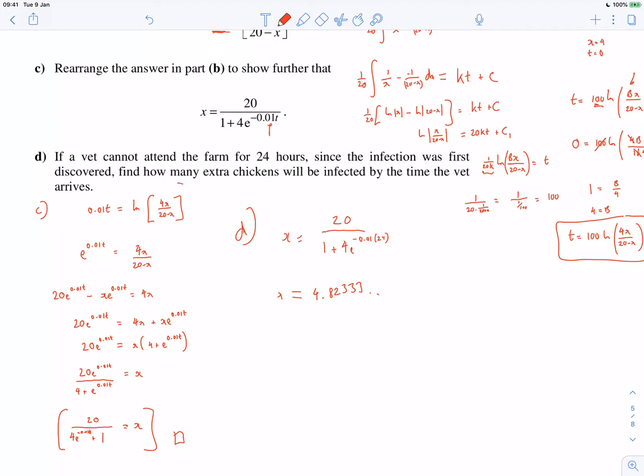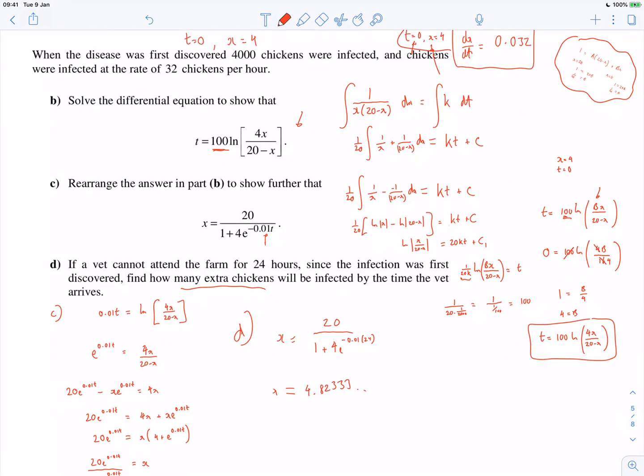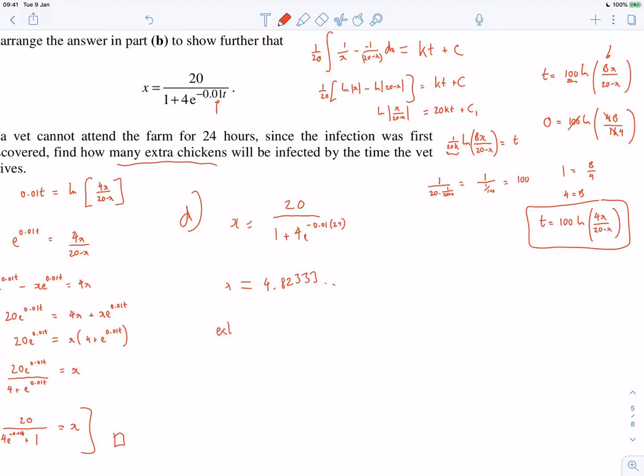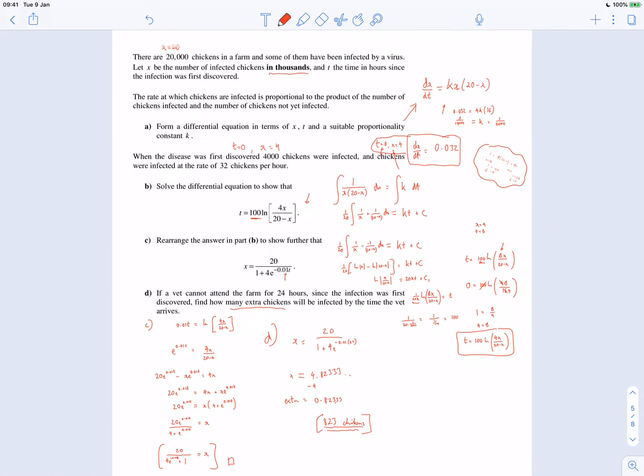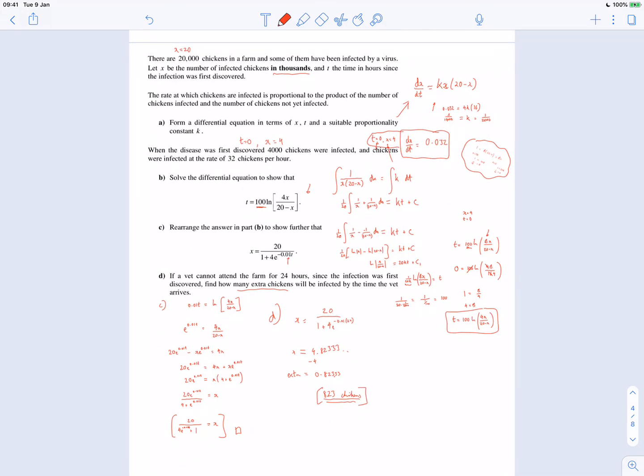Now it says find how many extra chickens will be infected. And remember that when t was 0, x was 4. So that means the extra chickens will be this minus 4, which is going to be 0.82333. And remember this is in thousands, so if I move this along 1, 2, 3, that's going to be an extra 823 chickens. So in that 24-hour window, an extra 823 chickens out of the 20,000 has been infected. Cool. Devil in the detail.